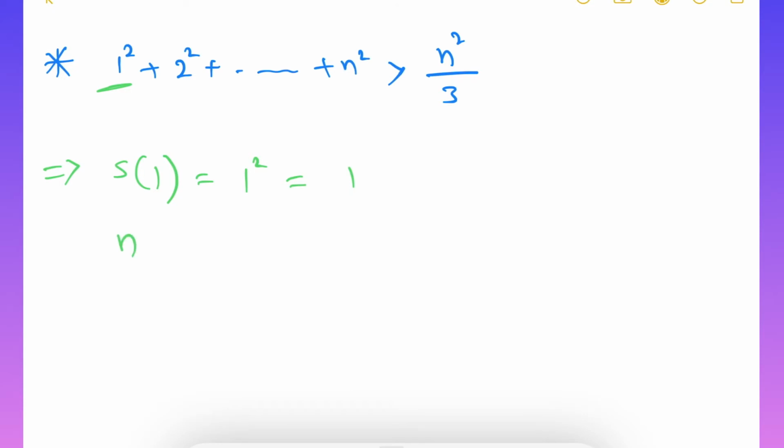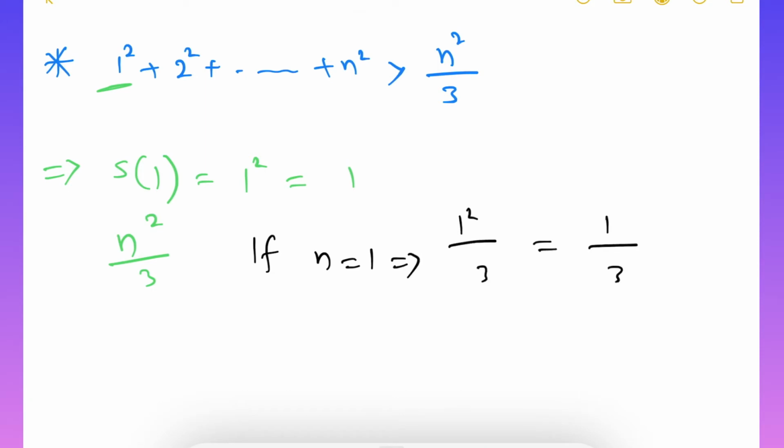Next, for the given one, that is n square by 3, substituting 1 in the place of n. If n equals to 1, 1 square divided by 3. So 1 square by 3 is 1 by 3. Now if you observe these answers, here 1 is greater than 1 by 3. So the statement is true for n equals to 1.